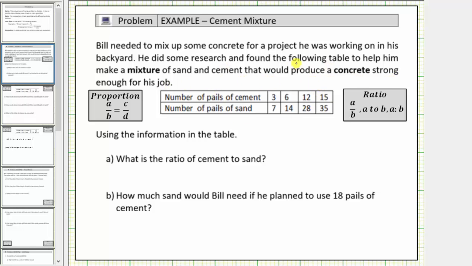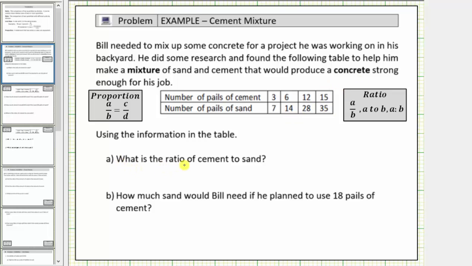Looking at the table, notice how the first row gives the number of pails of cement, and the second row gives the corresponding number of pails of sand. So if Bill uses 3 pails of cement, he needs to use 7 pails of sand. If he uses 6 pails of cement, he must use 14 pails of sand, and so on. And now we'll answer several questions based upon the table.